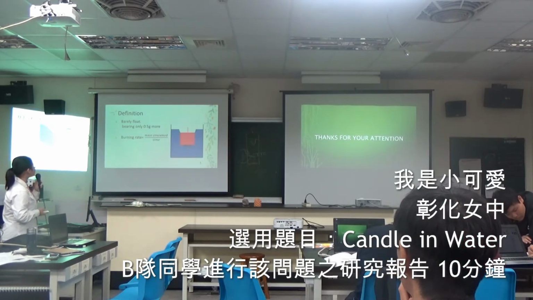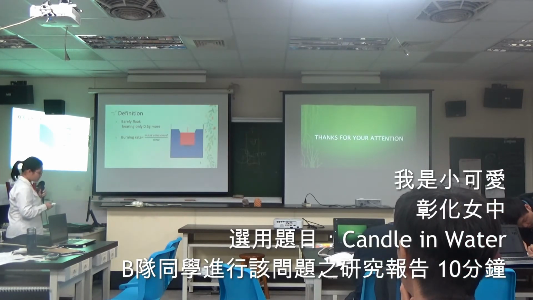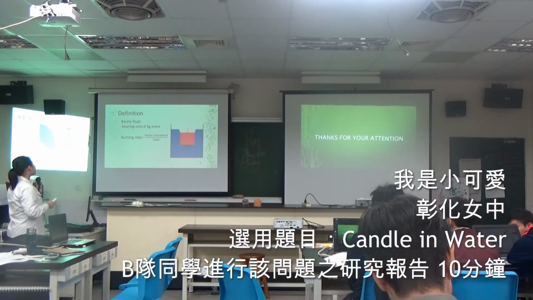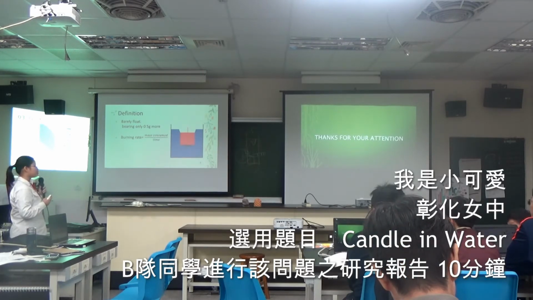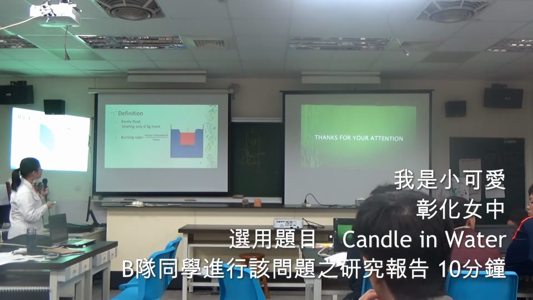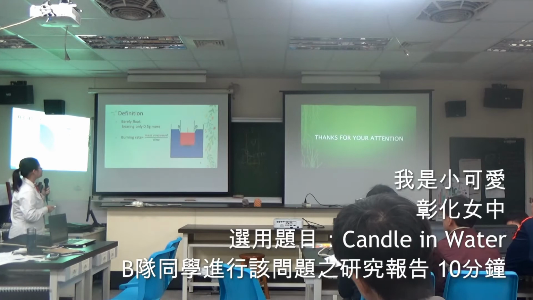And then I will show you the definitions. We define that barely float is when the candle, added with some weight under it, can bear only 0.5 gram more. If we add too much weight on it, it will sink as soon as possible.